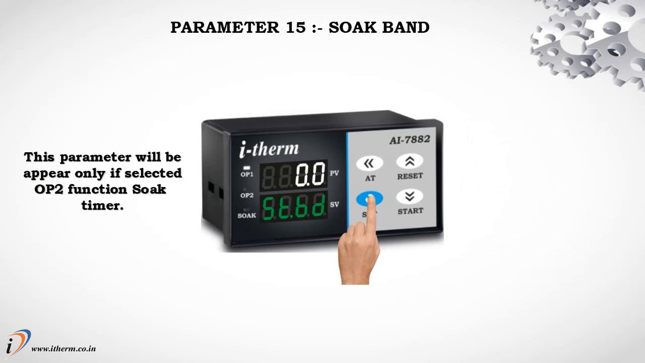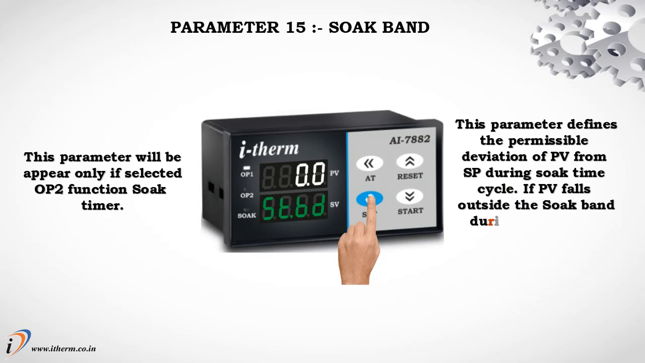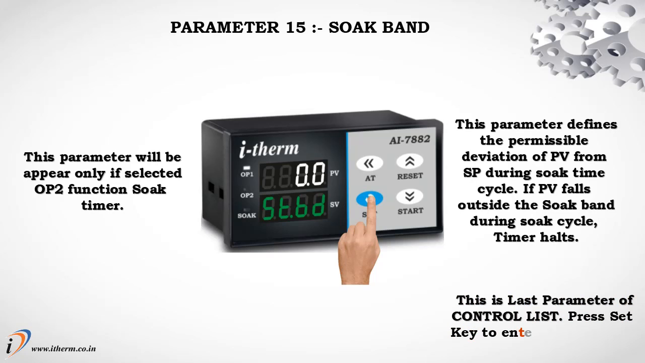Parameter 15, Soak Band. This parameter will appear only if the selected output 2 function is soak timer. This parameter defines the permissible deviation of process value from set point during the soak time cycle. If the process value falls outside the soak band during the soak cycle, the timer halts. This is the last parameter of the control list. Press the Set key to enter run mode.